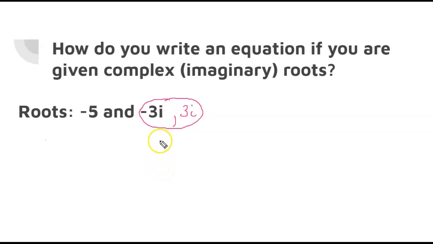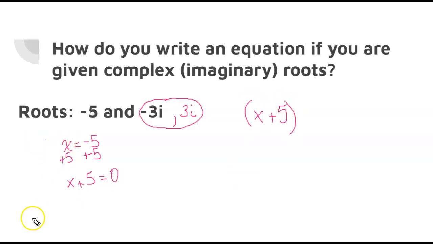Now, the good news is how we find the factor that goes with it is basically exactly the same as it was with linear factors. If you remember, if negative 5 is a root, that means that x equals negative 5. So to figure out what its linear factor had been originally, I would add 5 to both sides, and I get x plus 5 is equal to 0. So that means its linear factor was x plus 5.